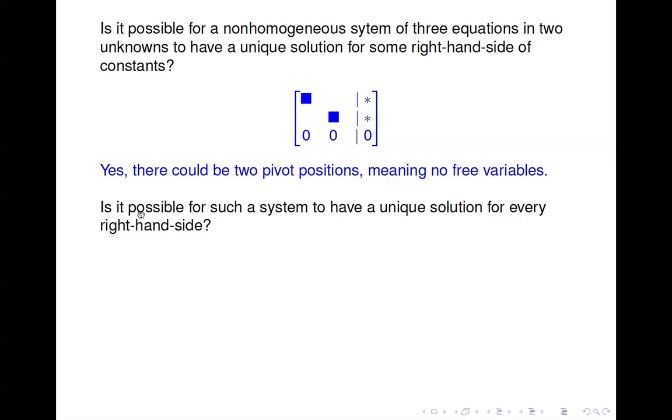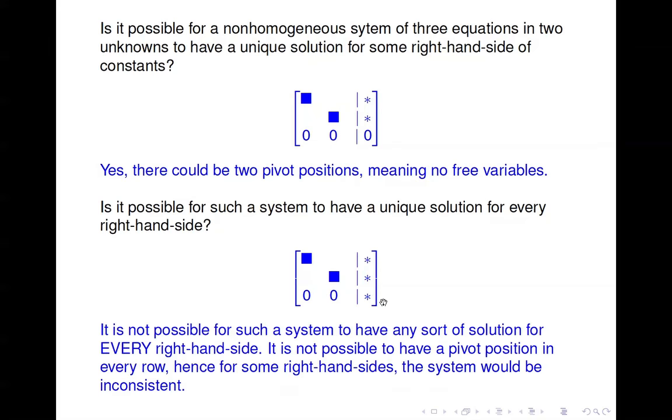All right, how about this one? Is it possible for such a system to have a unique solution for every right-hand side? And, okay, look at that. You could have this situation, still have pivot position in each column, but have 0, 0, something not 0, in which case there's no solution. Right, so in this case, it's not possible for such a system to have a unique solution for every right-hand side. Right, in some cases, it's simply going to be inconsistent. All right, that's it for this one.